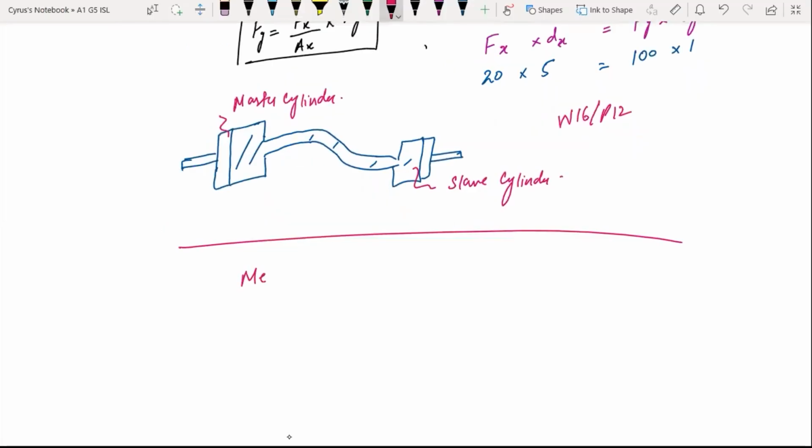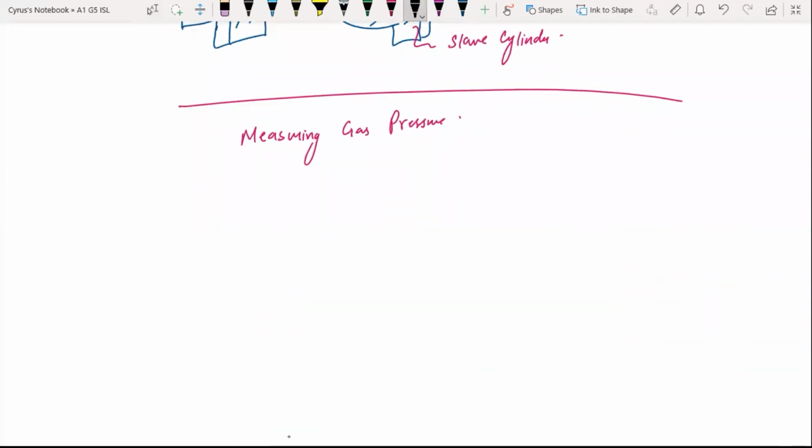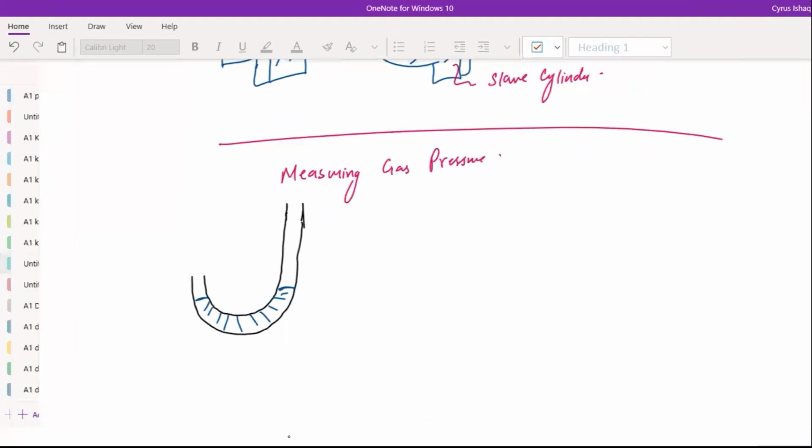Measuring gas pressure. For example, I have here a manometer. It is a U-shaped container like this. And for example, here you had liquid, and here also there was liquid.